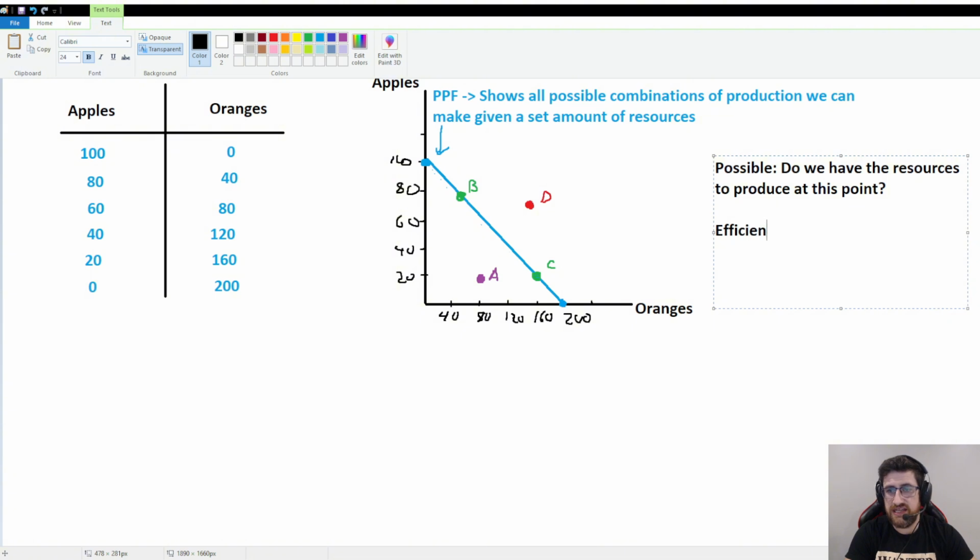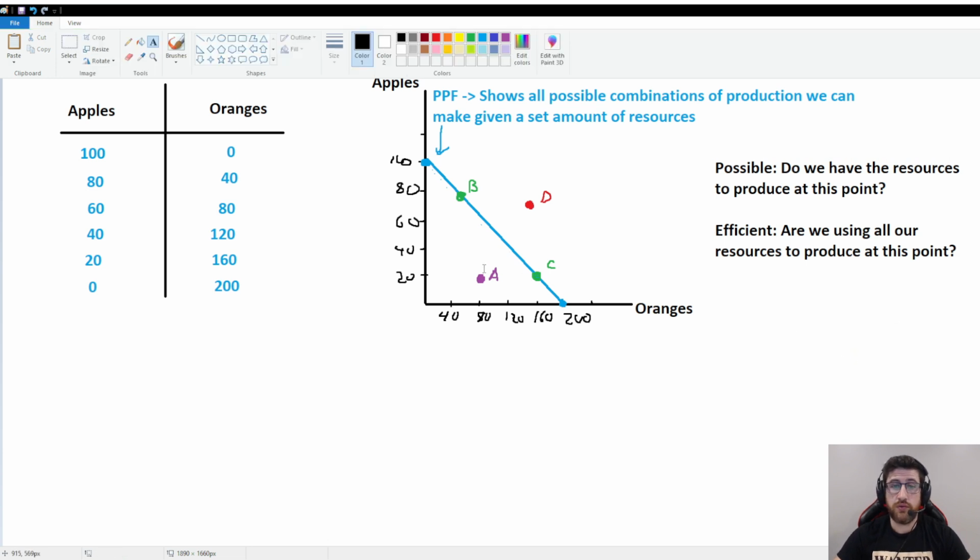The next one is, is it efficient? And efficient just means, are we using all our resources to produce at this point? And we want to be using all our resources because I don't want things sitting idly by, right? If I have a bunch of land, I don't want several acres of it to just be barren. If I have lots of workers, I don't want people just sitting around doing nothing. To be efficient means let's make sure everything is working as it should. Now, let's go through each one by one.